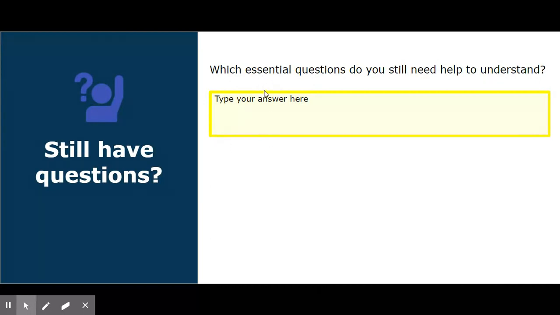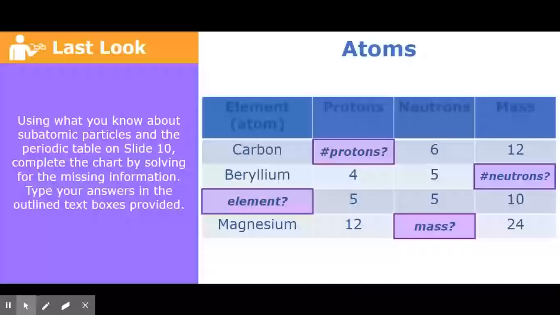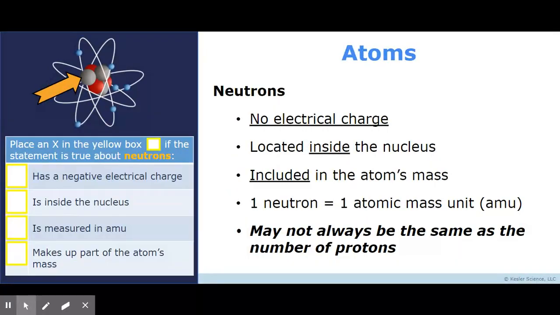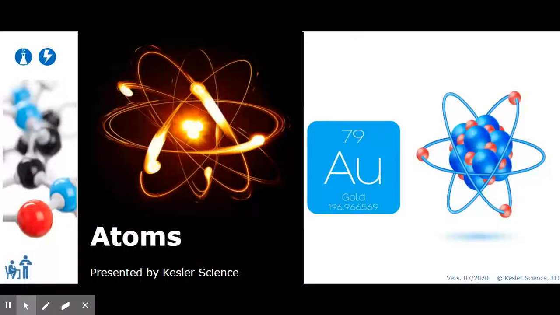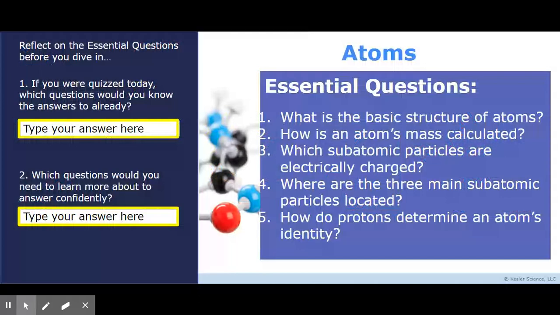Now that we've gone through the lesson, which essential question would you still need help with? And just so that we can know what our essential questions are, we will review them once more. What is the basic structure of atoms? How is the atom's mass calculated? Which subatomic particles are electrically charged? Where are the three main subatomic particles located? How do protons determine an atom's identity?